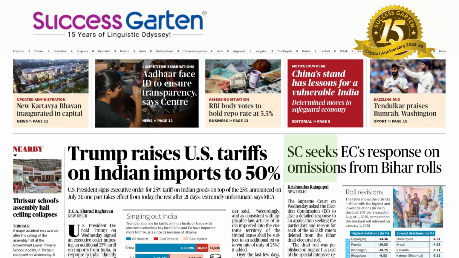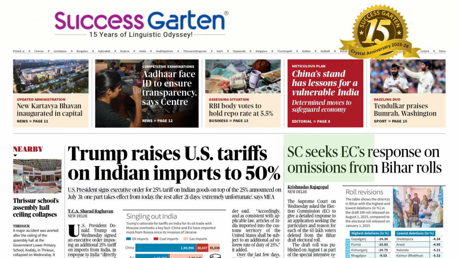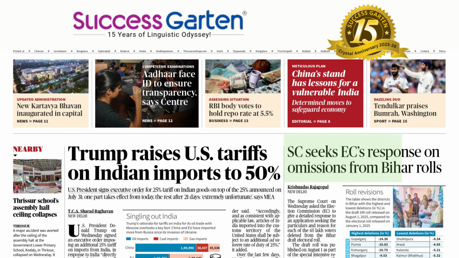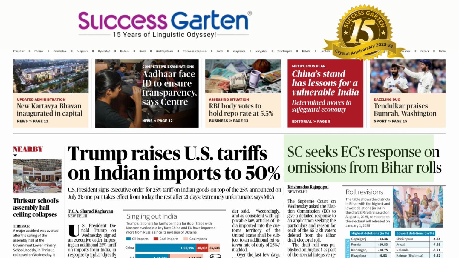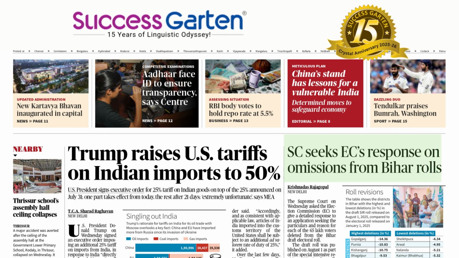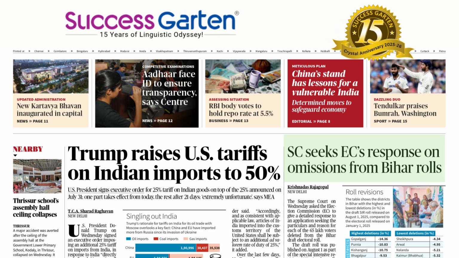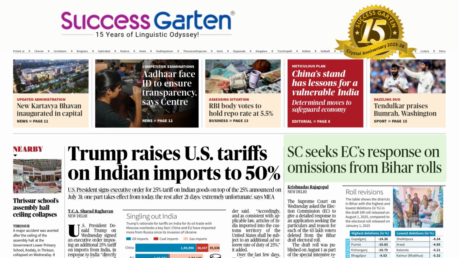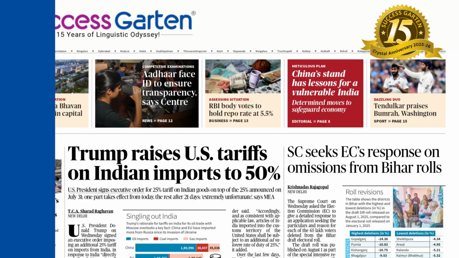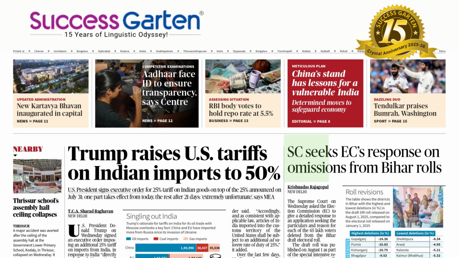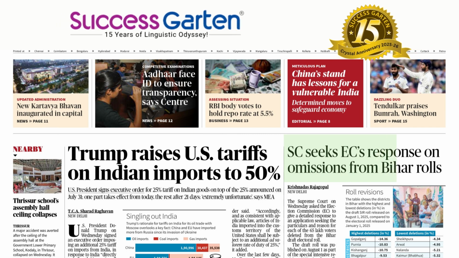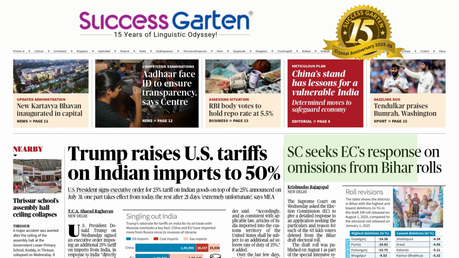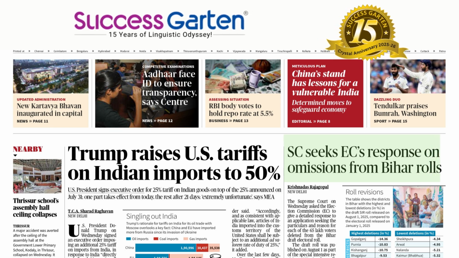SC seeks EC's response on emissions from Bihar rolls. SC is the doer. As you know, SC stands for Supreme Court. What does it do? It seeks. It's a beautiful verb. Seek. You try to find out something. SC seeks EC's response. EC apostrophe S of EC. Election Commission's response. R-E-S-P-O-N-S-E. That is a very interesting noun here.